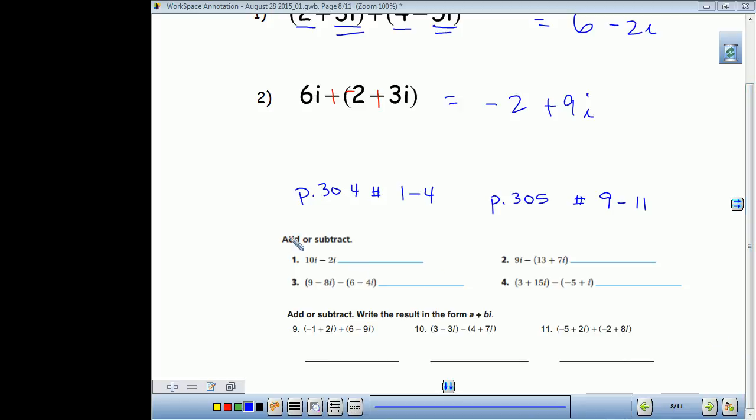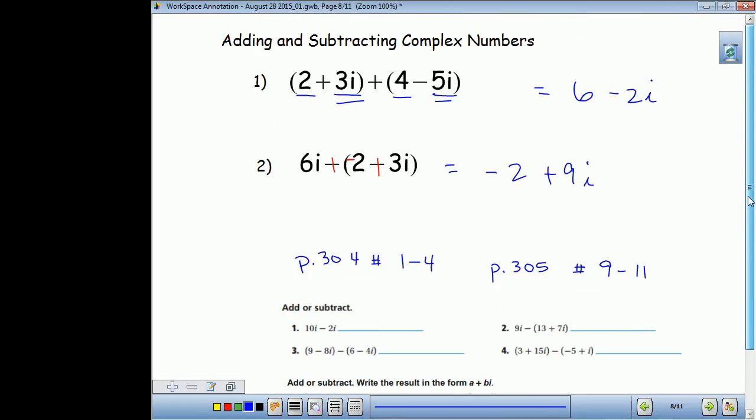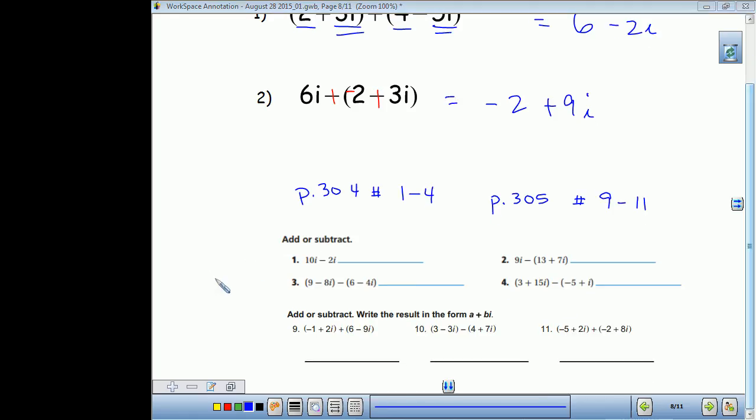Alright, so let's give these a try. This is on page 304. Okay, so we're doing 1 through 4, and then skipping down to do 9 through 11.